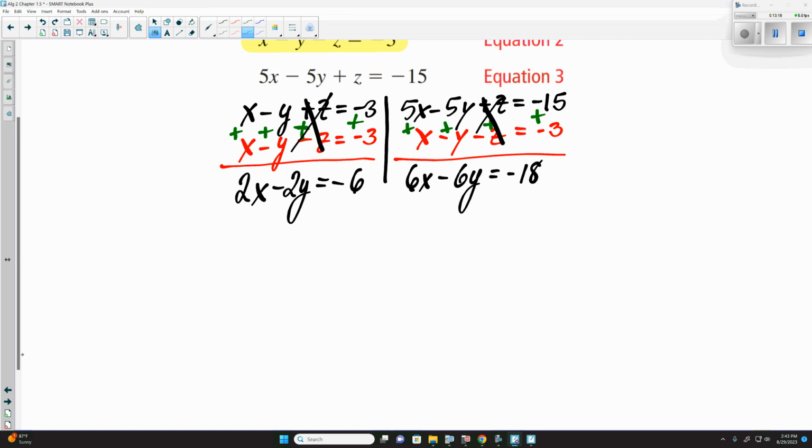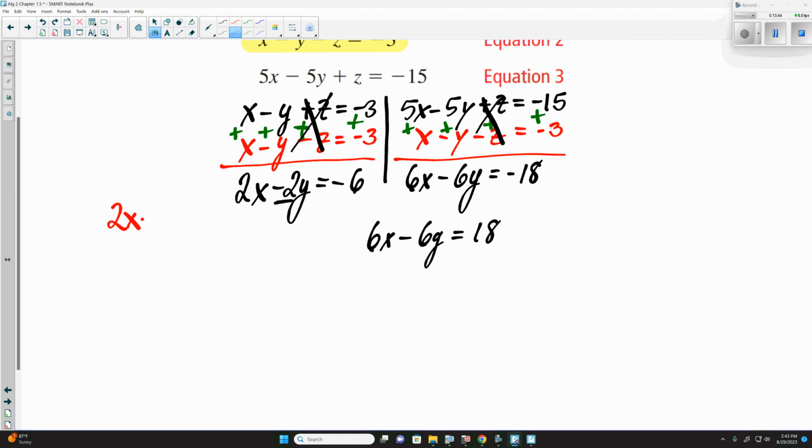We'll eliminate y next. Now we always want to increase, if we can. Is there a number we can multiply 2 by to get to 6? 3. Okay. So since we can just multiply one of the equations by a number and get them to be the same, I don't have to do anything to the one on the right. So I'm going to write it down. Is it negative 18? Negative 18, yes.